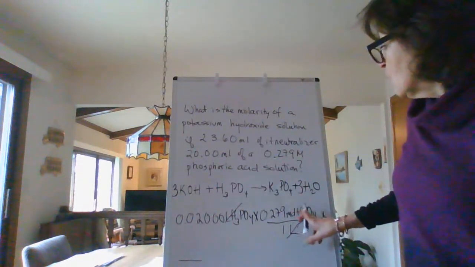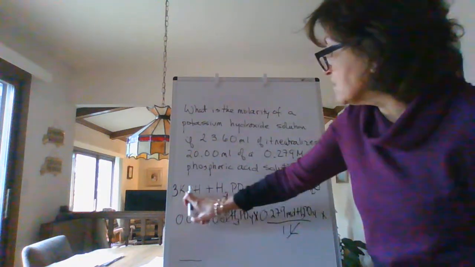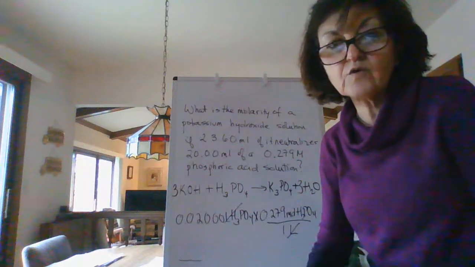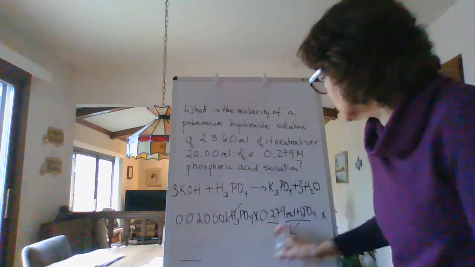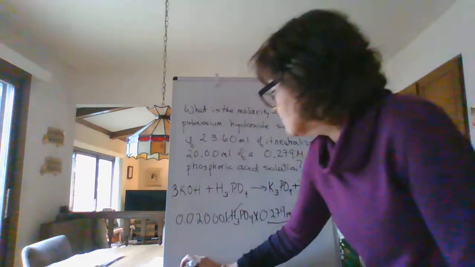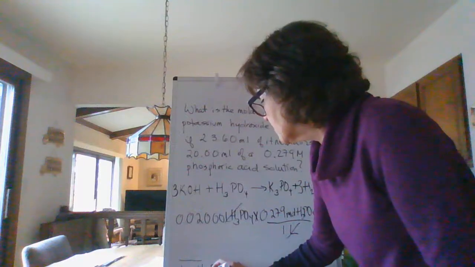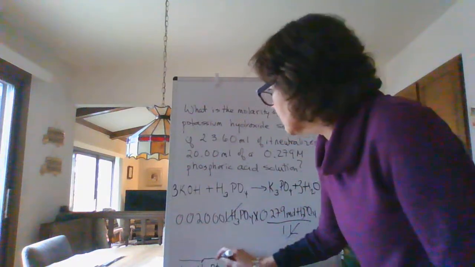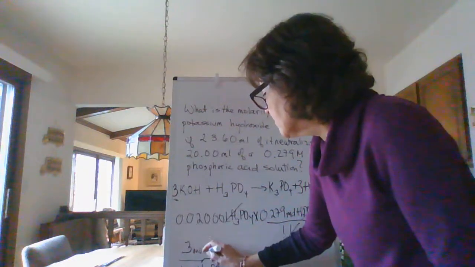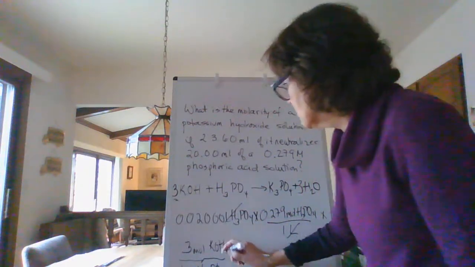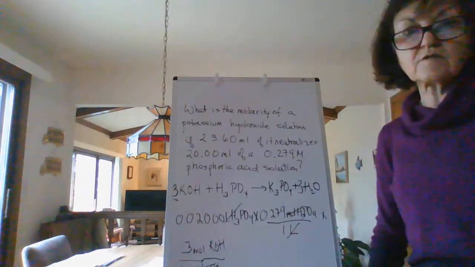Now that I have phosphoric acid, I can relate phosphoric acid to potassium hydroxide through a molar ratio. So we're going to put phosphoric acid down here so I can cancel it out. For every 1 mole of phosphoric acid, it's going to react with what? 3 moles of potassium hydroxide. Okay? Great. Now my phosphoric acid has been canceled.